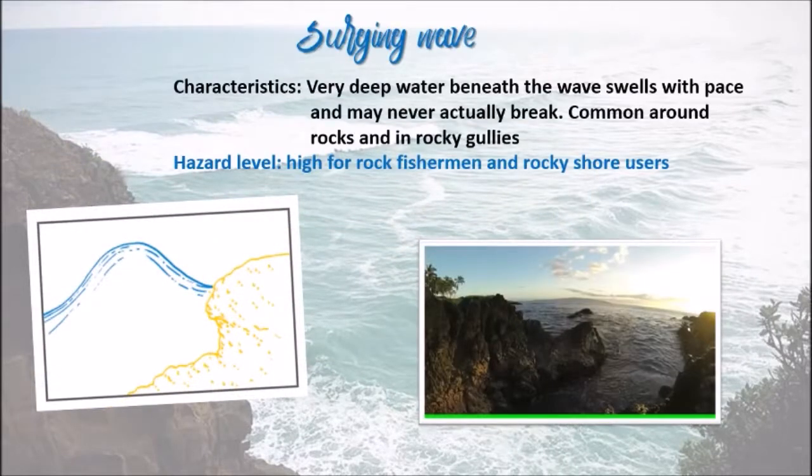Alright, surging waves. Characterized by very deep water beneath the swell, and they come with pace. And they may never actually break as well. They're common around rock gullies and around rocks because you've got this deep channel here. All this water's funneling in, so they swell with a lot of pace here. They're really dangerous for our rock fishermen and our rocky foreshore users.